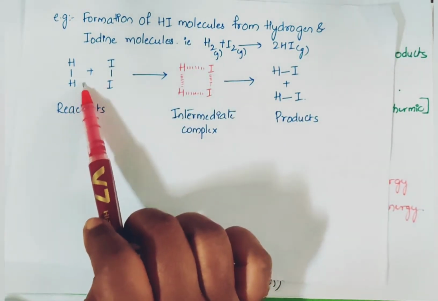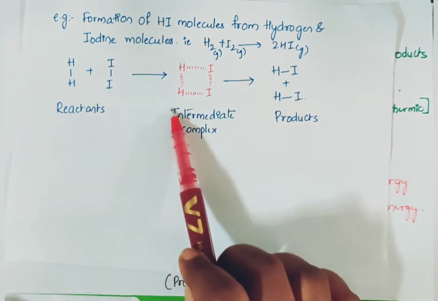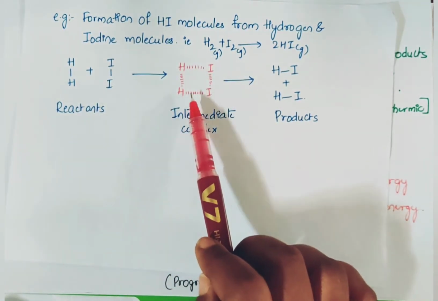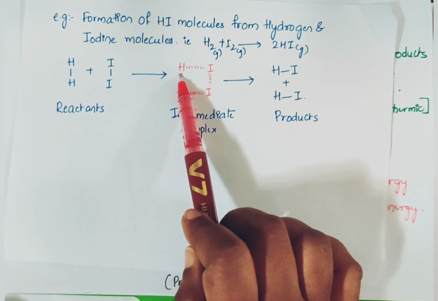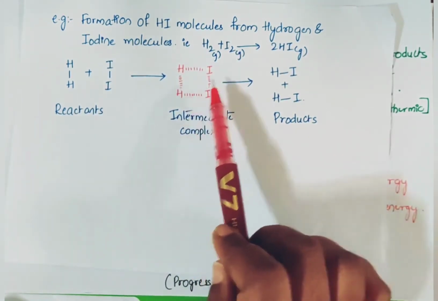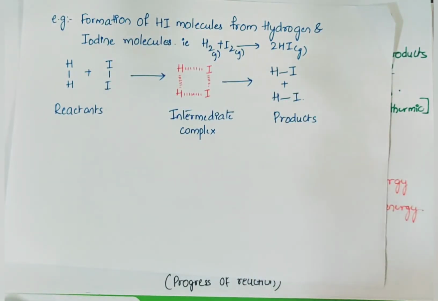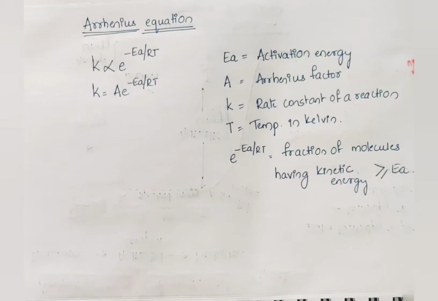the formation of HI molecules from hydrogen and iodine molecules. Now you have hydrogen and you have iodine. There is a formation of an intermediate complex where the bonds that are breaking and the bonds that are forming are shown. This will further cleave to give the products, that is HI. So the formation of HI from the reaction of hydrogen and iodine is the example for the process.